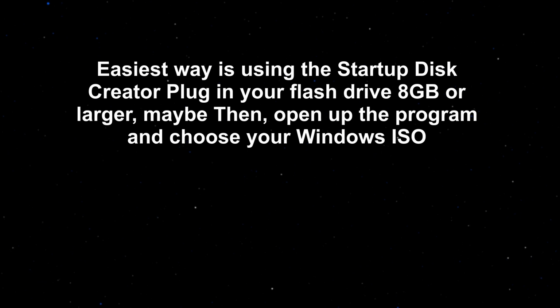So you wanna install Windows via Ubuntu? Cool. Let's get you set up. Easiest way is using the Startup Disk Creator plugin. You'll need a flash drive of 8 GB or larger. Open up the program and choose your Windows ISO.